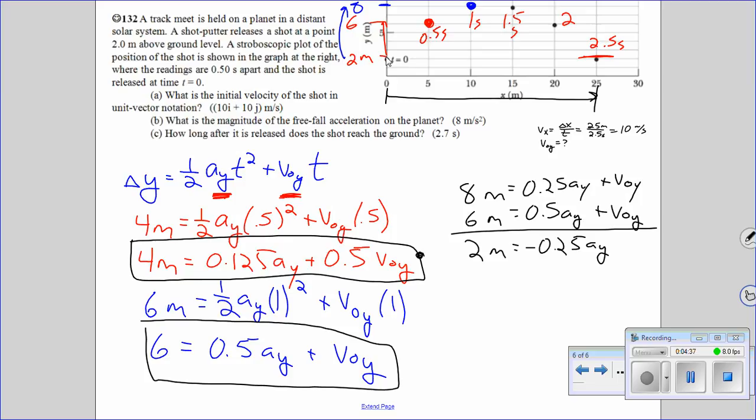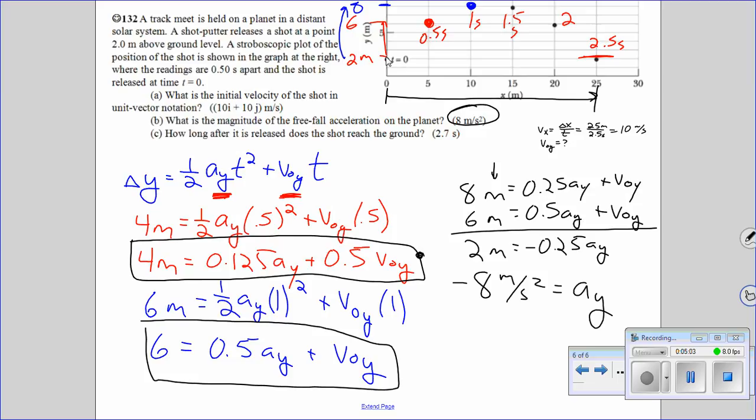I was terrible about my units here, but if I kept track of my time, the units would work out. Over here, I've got seconds squared. So anyway, multiply both sides by -4, and you get -8 meters per second squared equals our vertical acceleration. So there we go. That's the magnitude of acceleration on the planet.